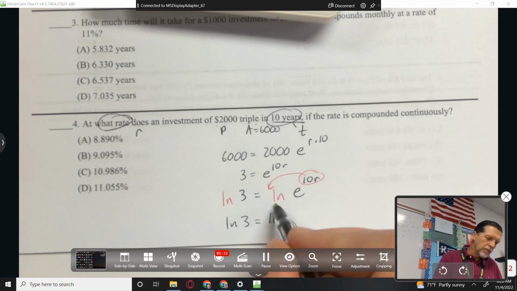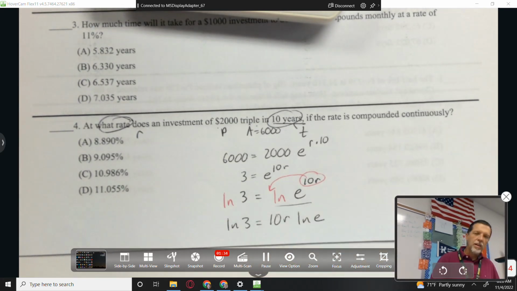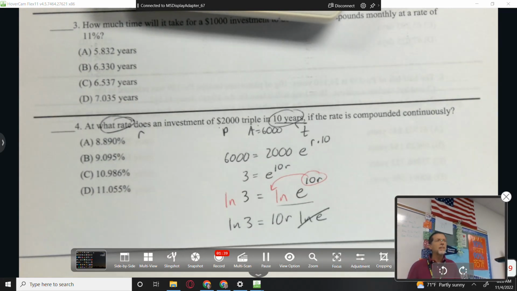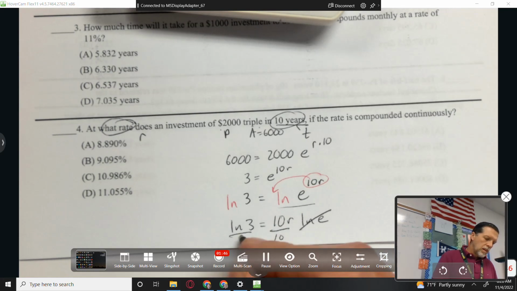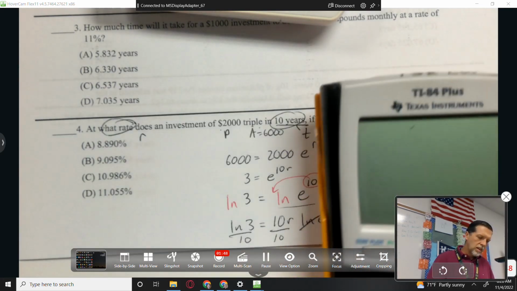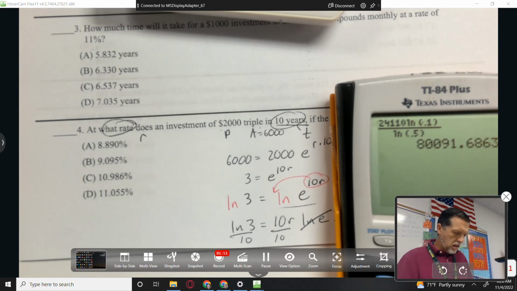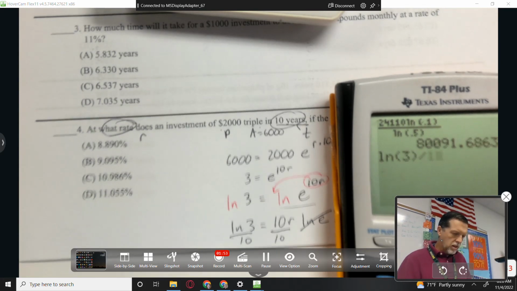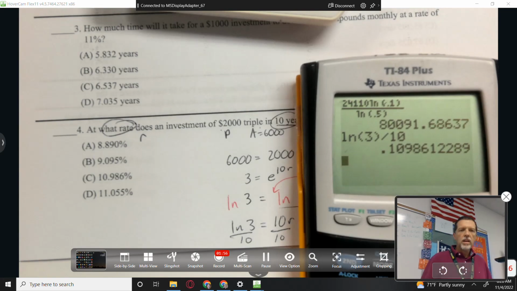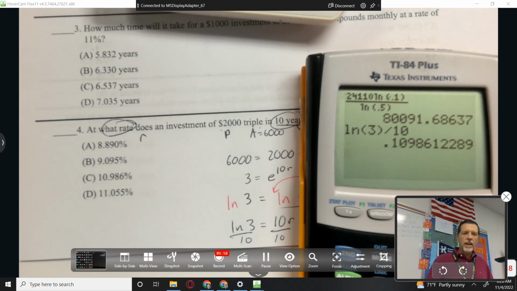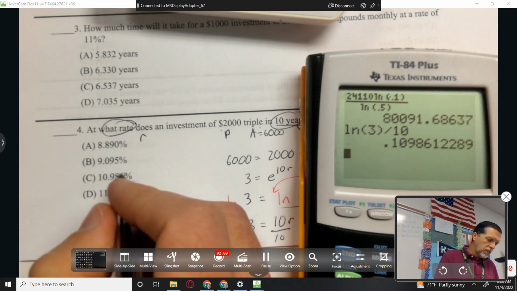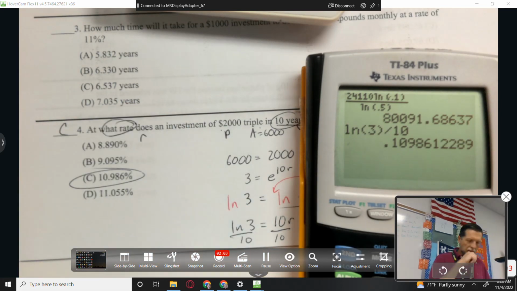We also have a little nice bonus here. The natural log of e is 1, so we don't have to worry about that. Even if you forgot that, you have a calculator, so figure it out. So divide by 10. Natural log of 3 divided by 10 is 0.1098, but to 2 decimal places, 10.986%.